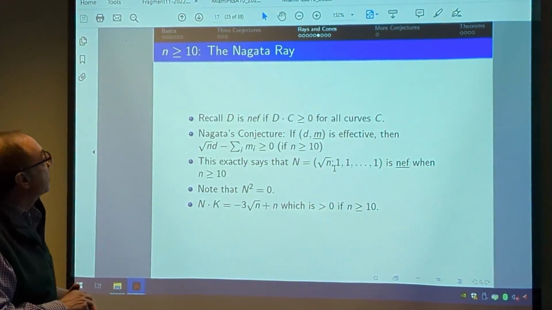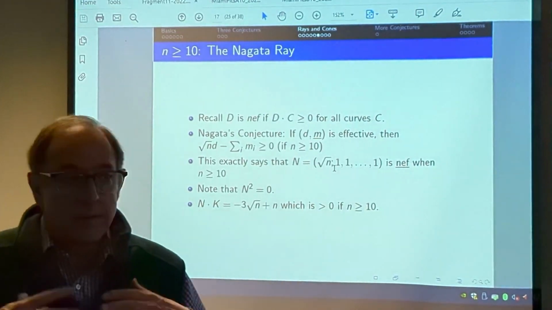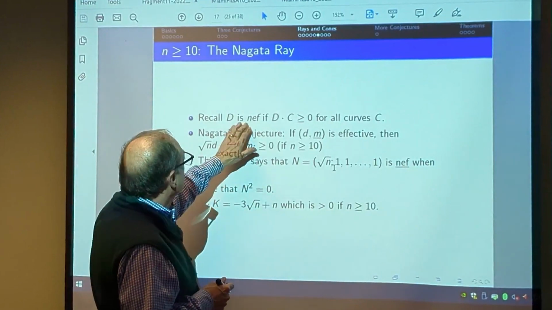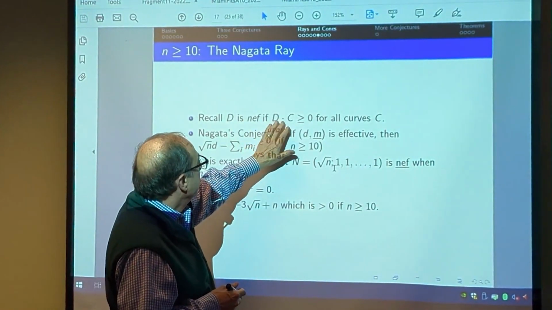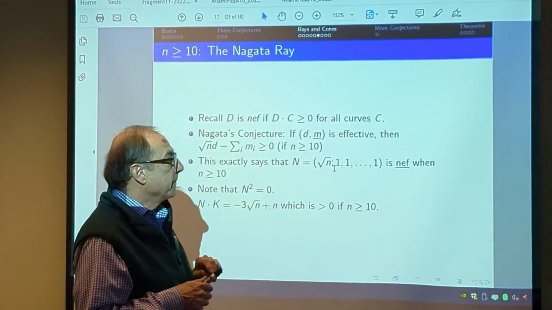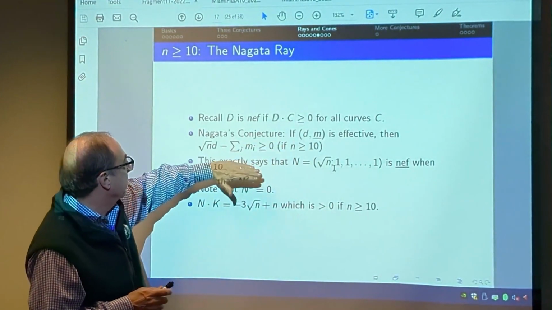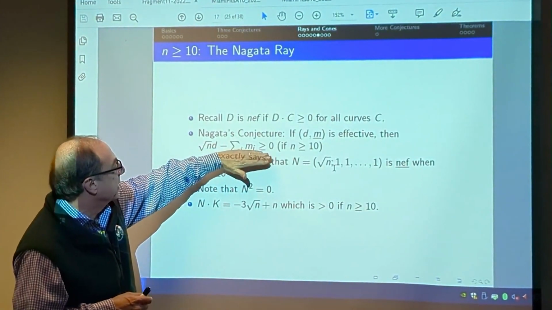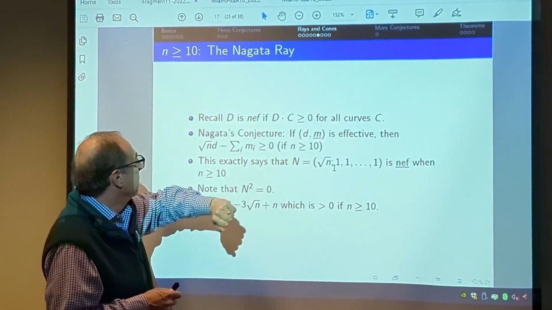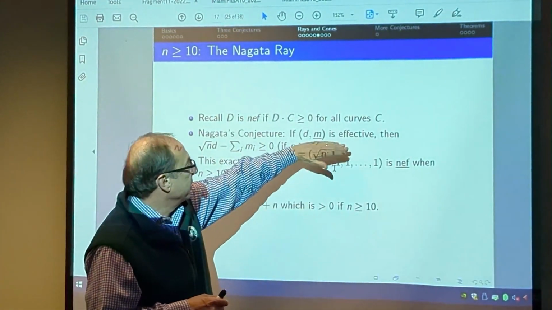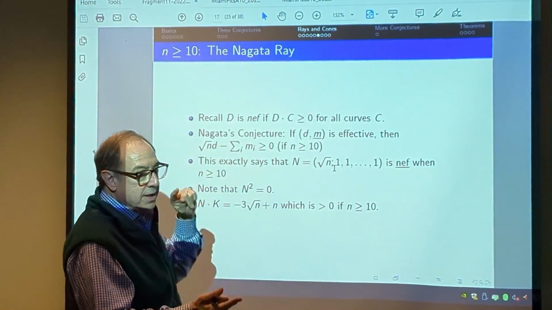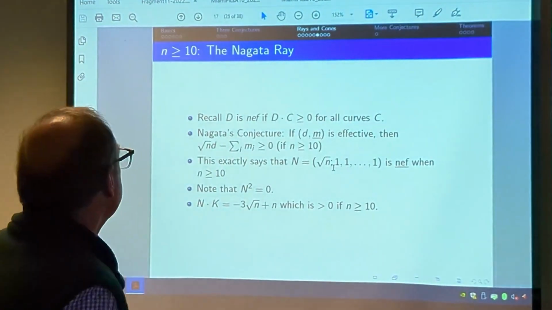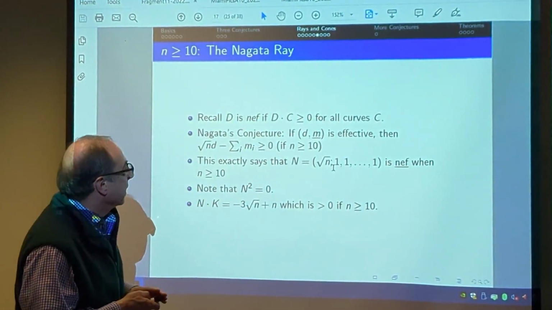All right, now let's look at the Nagata ray. Okay, let's assume n is bigger than or equal to 10. We have the Nagata ray. Remember, a divisor is Nef if it meets all the curves non-negatively. Okay, and so Nagata's conjecture, what did it say? If this quantity, square root of n times d minus the sum of the m_i's, is less than or equal to 0, there's no curve. So if there is an effective curve, this quantity has to be bigger than or equal to 0.